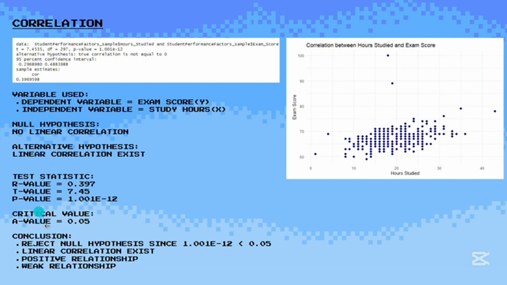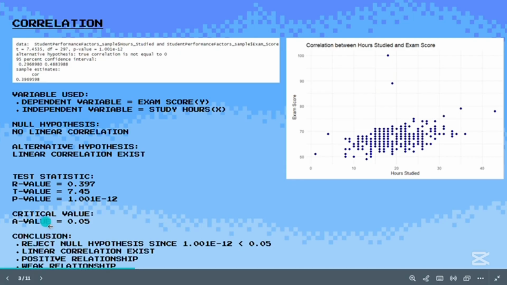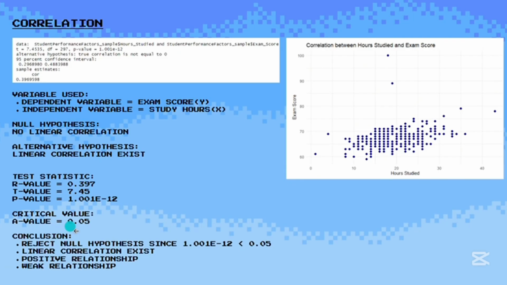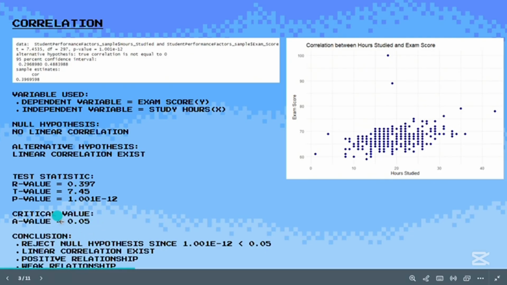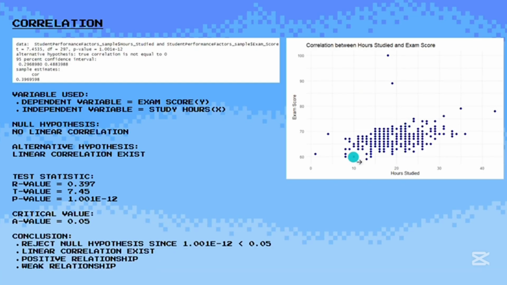We compare this value to the alpha value, which is the standard 0.05. So when we make the conclusion, we reject the null hypothesis because the P value is less than the alpha value. Based on the graph, we can state that it is a positive relationship because it goes from down to up, and it is a weak relationship because the points are not far from the line, so it is a weak and positive relationship.